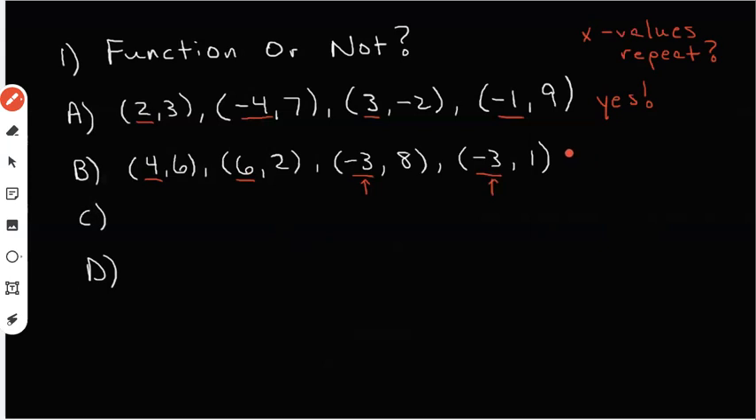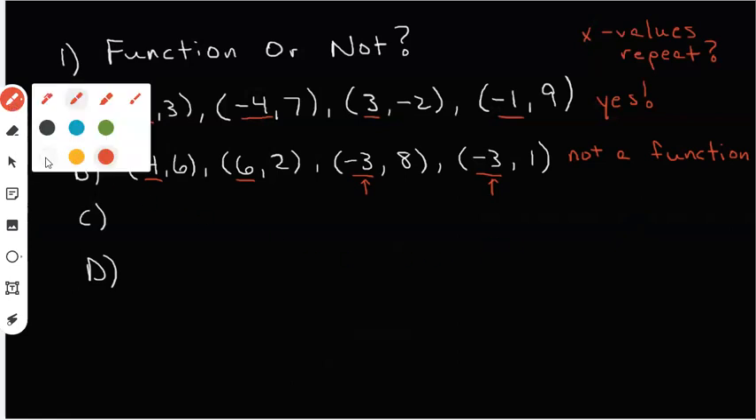So the negative 3 repeats itself. That means that this is not a function. If I was to graph these points, they would fail the vertical line test. So this is definitely not a function because the X values repeat themselves, right?